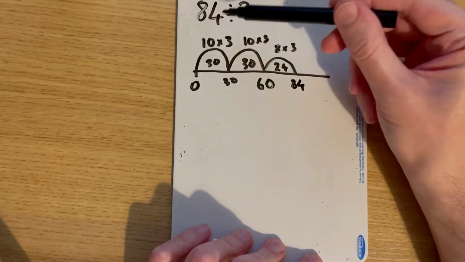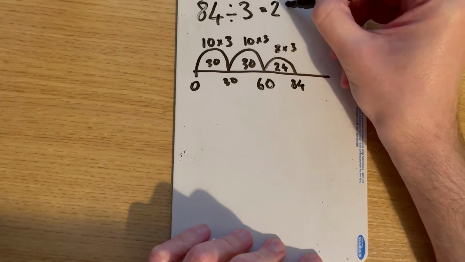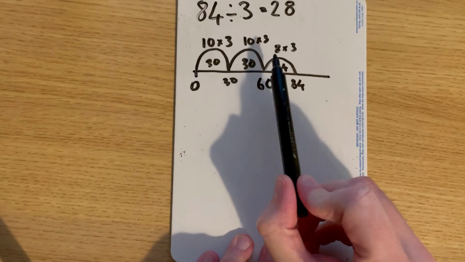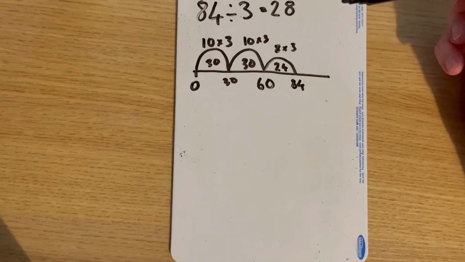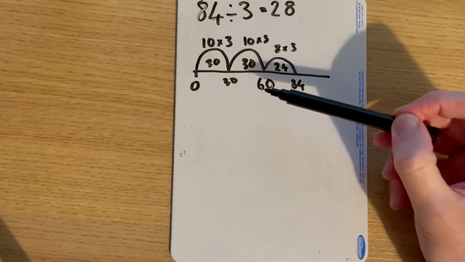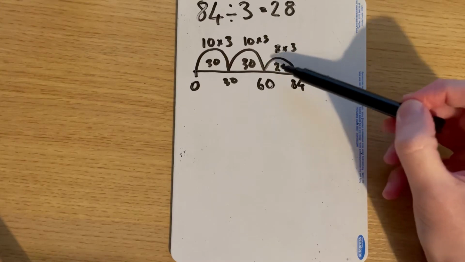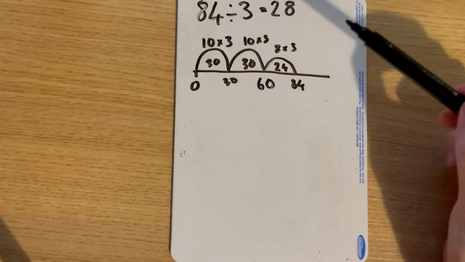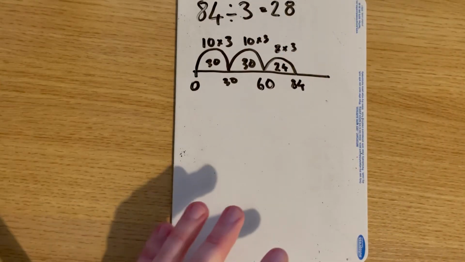How many jumps did we do? We did 10 jumps, another 10 jumps and 8 jumps. That's 28 jumps. Now, this method is very clear. You can see as you take your bits away, as you get closer to 84. The problem is this bit at the end, knowing when to stop, knowing the amount that you've got to get to the end. So what we're going to do today is look at another method that does that bit a bit simpler, but it's not always quite as clear what's going on.